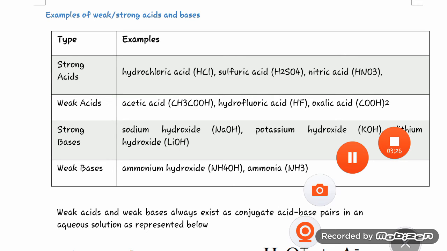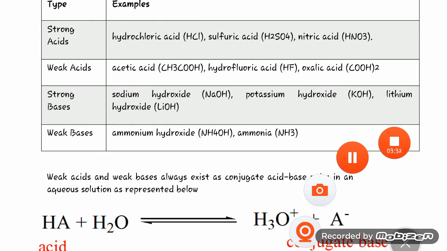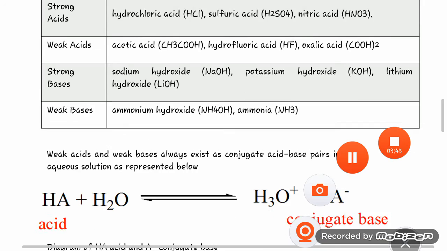Next is the strong bases. Sodium hydroxide, NaOH, is a strong base. Then potassium hydroxide, KOH, is also a strong base. Then lithium hydroxide, LiOH, is also a strong base. Then weak bases are ammonium hydroxide, NH4OH, and ammonia, NH3.